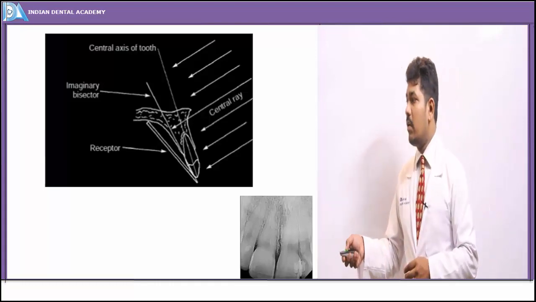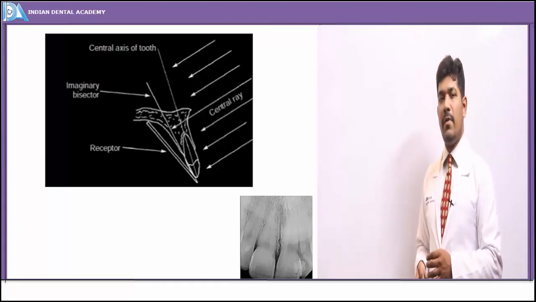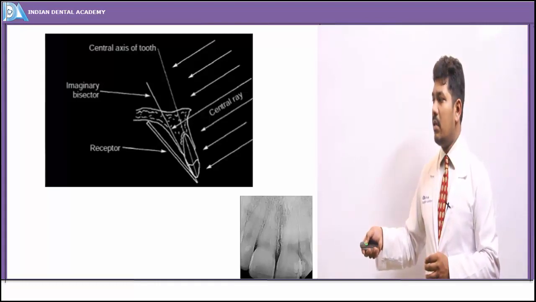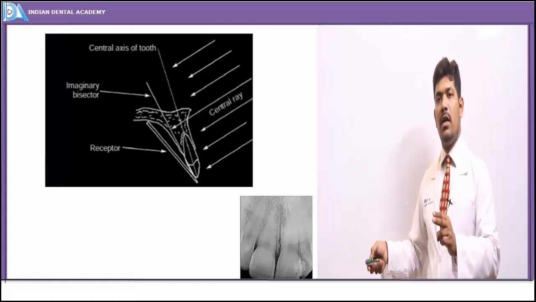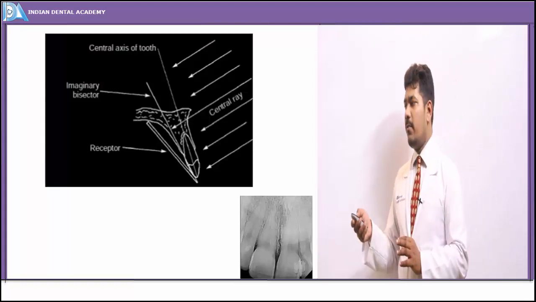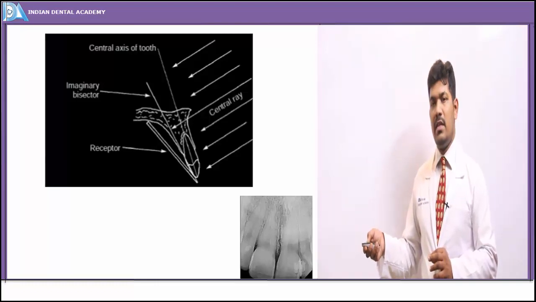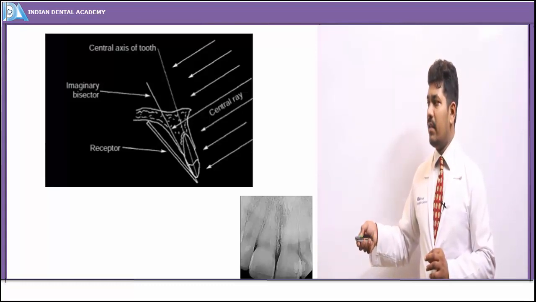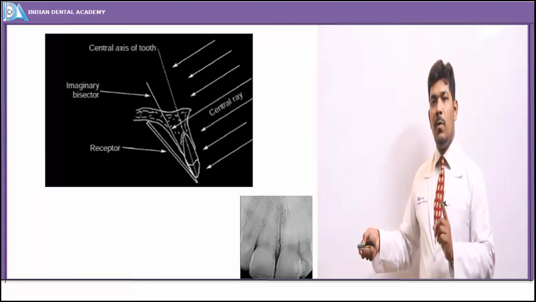So herein what we can see is the application of Szymanski's rule of isometry. This is a common side which is shared by the two triangles. This bisector divides this angle into two equal halves, so we have two equal angles. So according to Szymanski's rule, when two triangles share a common side and have two equal angles, the third side, that is the long axis of the teeth and the receptor image, will be equal.